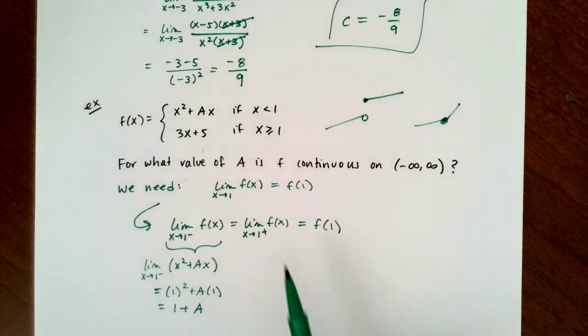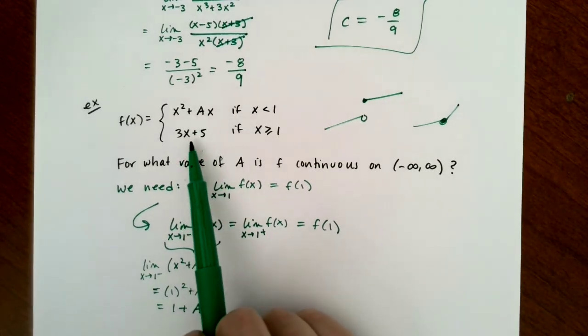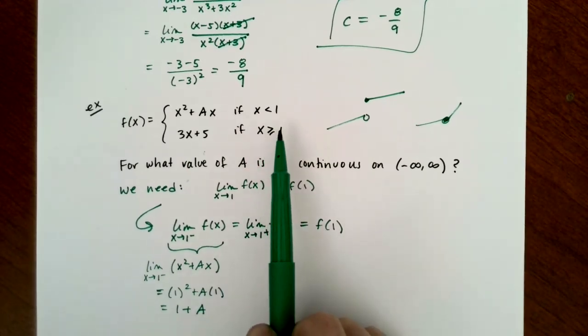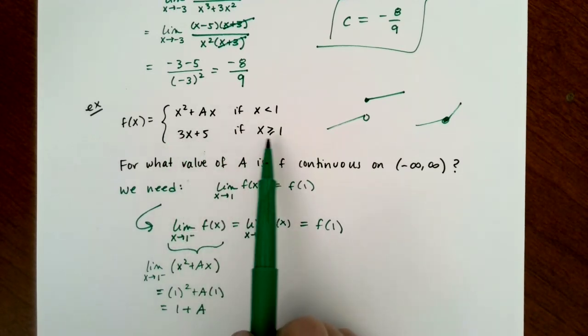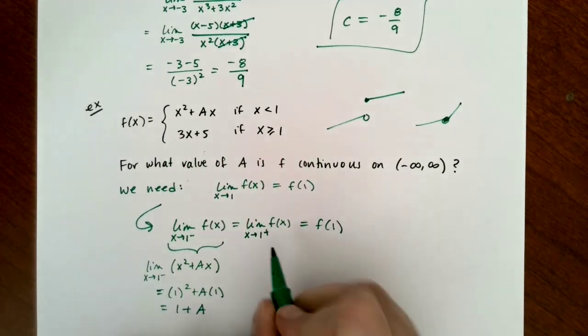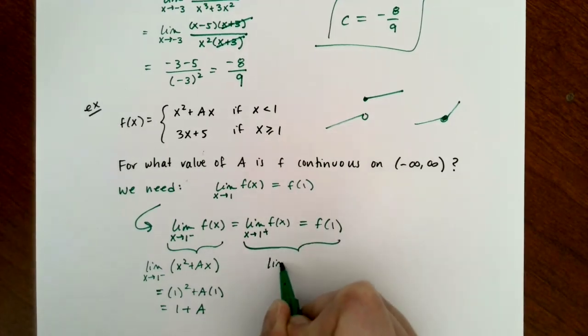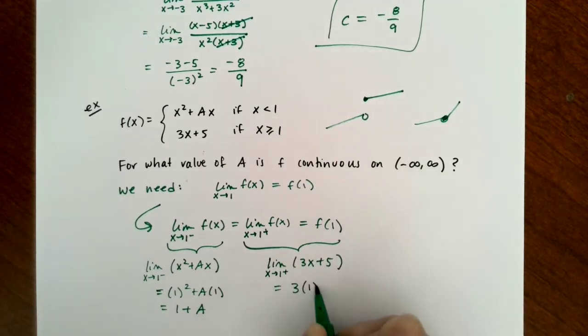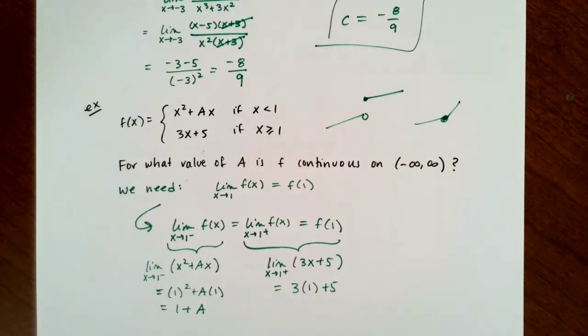And I want you to notice as well, the limit as X approaches 1 from the right is going to use this function. In fact, these two are automatically equal, because at X equals 1 you're using this function, since this is X greater than or equal to 1. So both of these will be equal to, I'll write it as a limit for one more step, but it's really just 3x plus 5 with a 1 plugged in. Both of those are going to be this value. So we have 3 plus 5, which is 8.